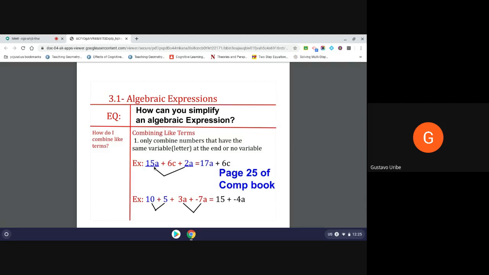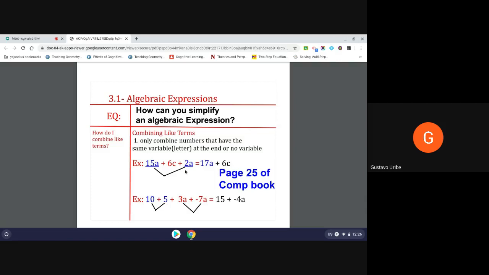Now, I'm going to go ahead and combine these. This is a positive number. And 2a right here, you see, has a positive in front. So these are both positive numbers. So I have 15 positives, and then I add on 2 more positives. Total, I have 17 positives, and we cannot forget the variable. So 15a plus 2a gives me 17a.